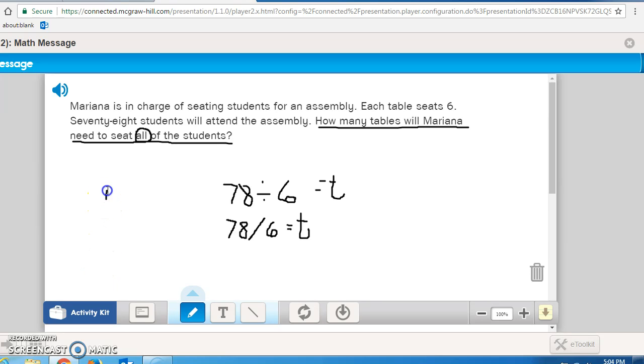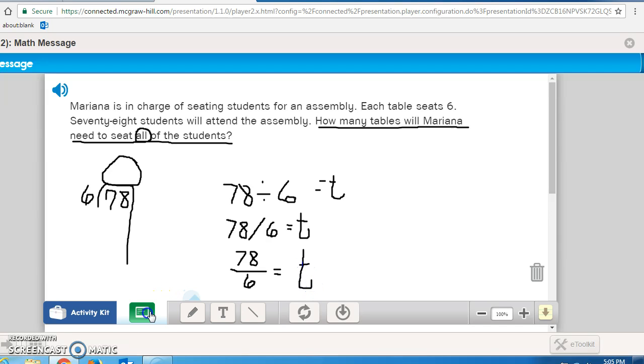Or I could set it up like this, 78 divided by 6 equals what? And since I don't have my answer up here, I know that I need to figure it out yet. Or I could have written it this way. 78 divided by 6 equals T.